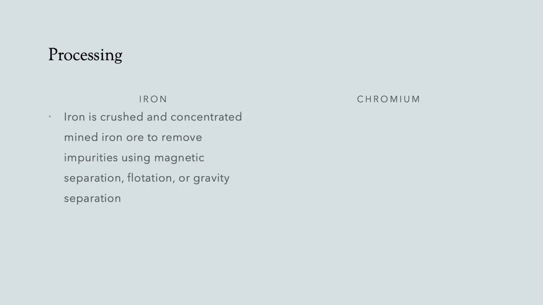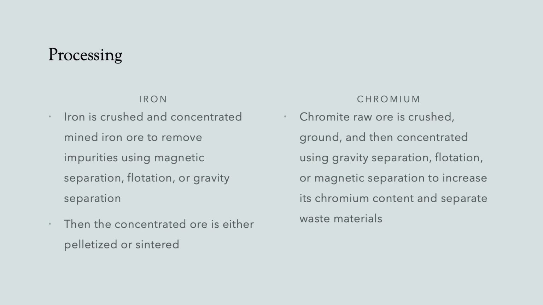Processing. Iron is crushed and concentrated. Mined iron ore is processed to remove impurities using magnetic separation, flotation, or gravity separation. Then the concentrated ore is either pelletized or sintered.